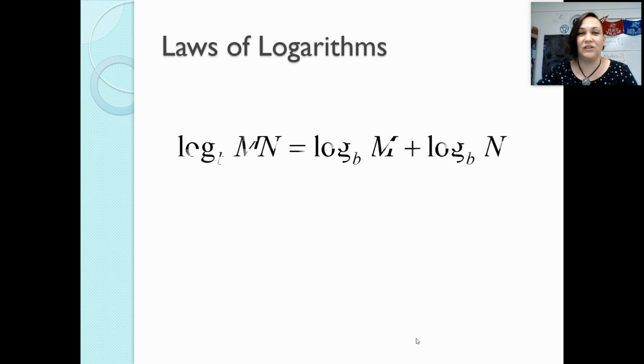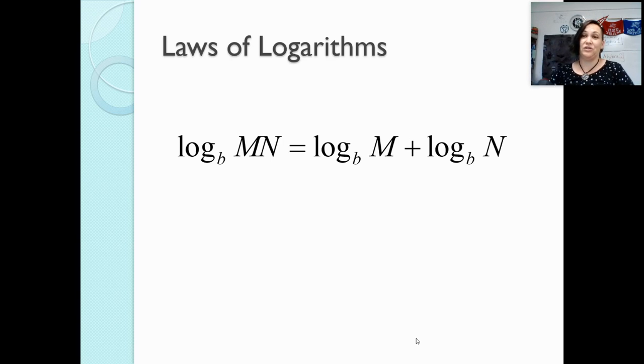Our first law for logarithms is if you have a log of 2 things being multiplied together, then you can take that single log and split it into 2 separate logs using addition. Again, multiplication turns into addition.